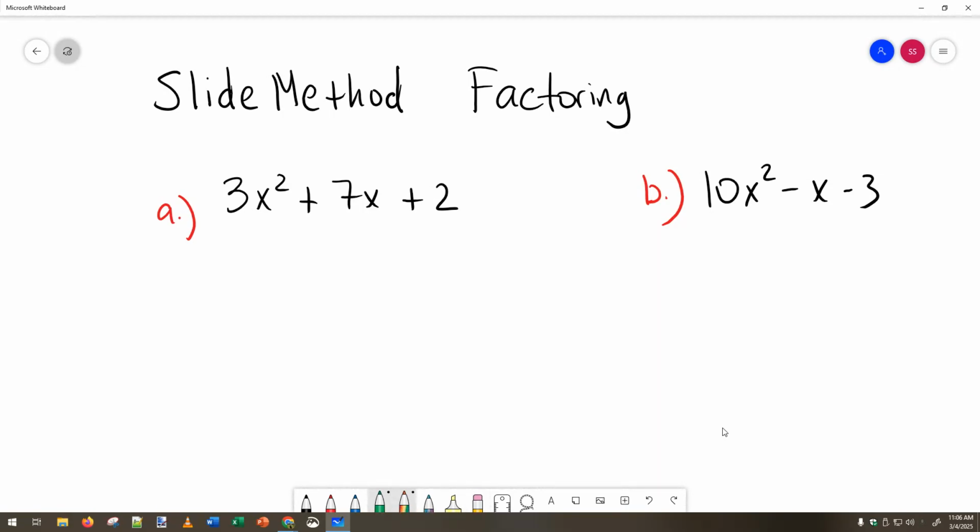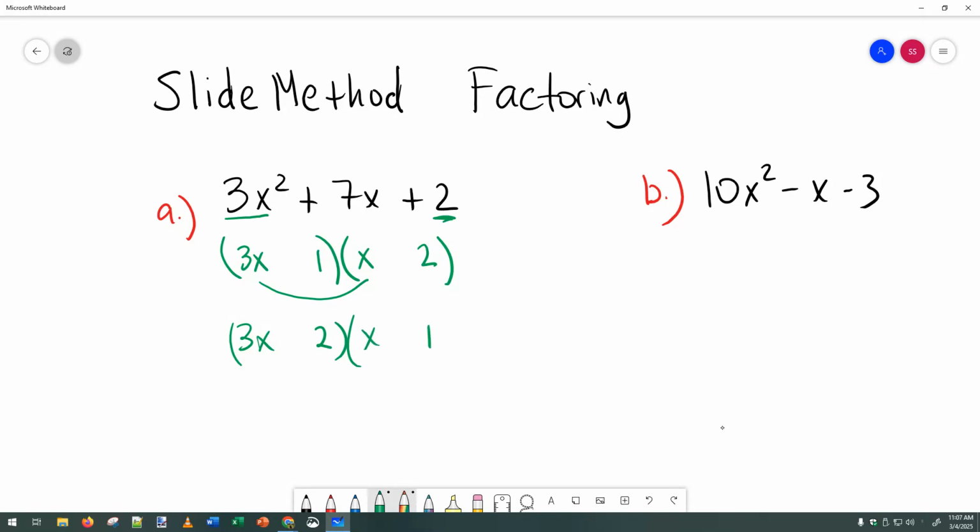So the goal is to get it like this, where these two numbers, like 3x times x, when you multiply them, will equal this, so 3x squared. That's not too hard to figure out. And then the last two numbers have to multiply to get 2, but you don't know if you need to put a 1 here and a 2 here, or a 2 here and a 1 here, until you guess and check and re-multiply it. And that's one way to do it, but it's kind of annoying.